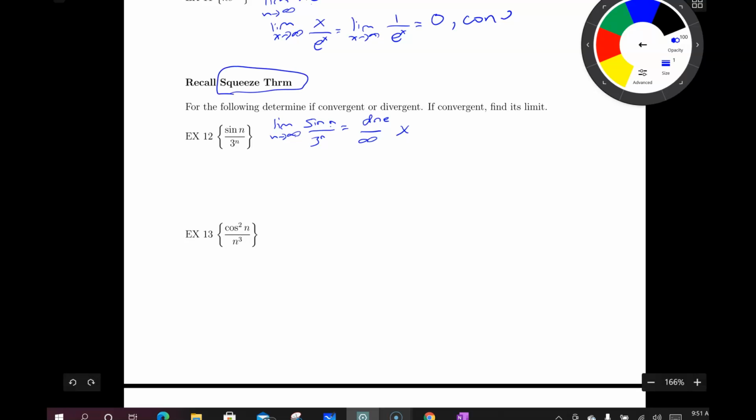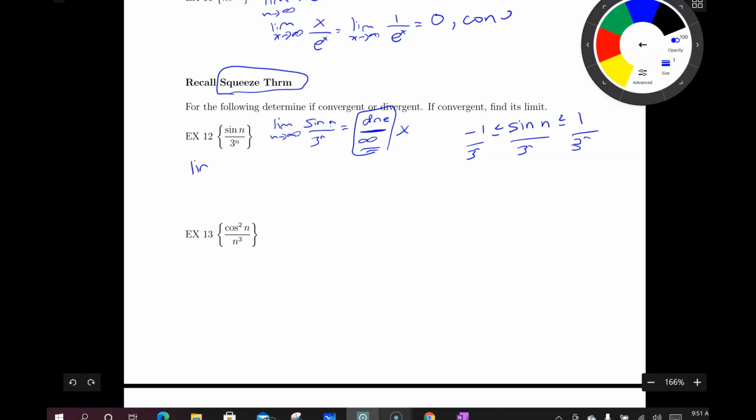Squeeze theorem. So when you take a limit and you get something like this, that's when you know you need to go back and start from the drawing board and do squeeze theorem. So squeeze theorem, remember you had to have two inequalities. So sine I know is bounded between 1 and -1. Then I would divide everywhere by 3 to the n.